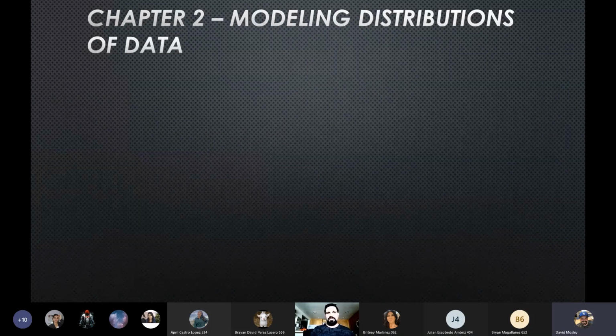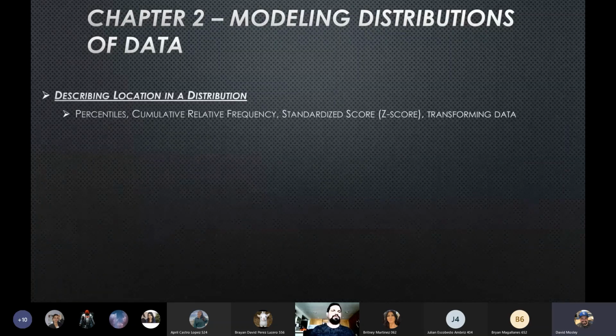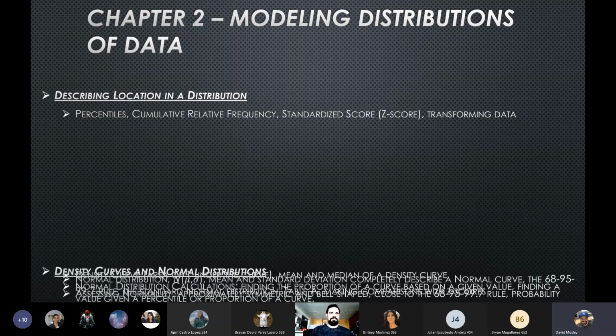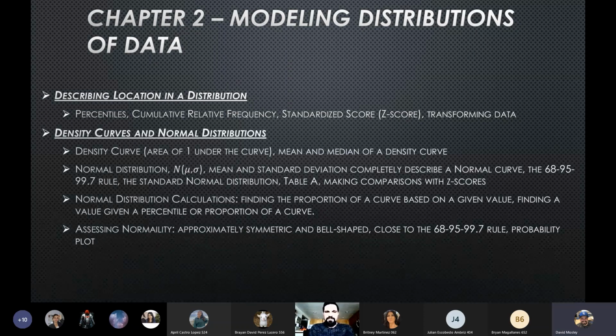We have chapter 2 of modeling distributions of data. Right, we want to be able to describe the location in a distribution. We can do this with percentiles, the cumulative or relative frequency and standardized score, or z-score, which is a form of transforming our data. Right? Taking an original score and then standardizing it is transforming it. We use density curves and normal distributions.